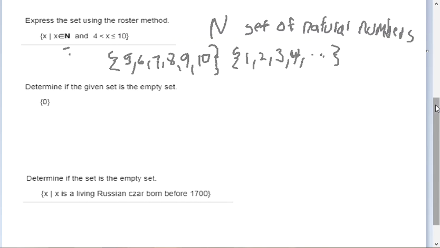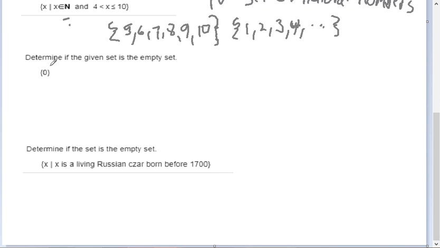Okay, let's see what we have here for the next question. It says, determine if the given set is the empty set. Well, here we have a set with something in it. What's inside it is 0. Now 0 in numbers is not worth anything, but it's actually a thing. So this is not the empty set. So the answer to this is no. No, there's actually an element inside there.